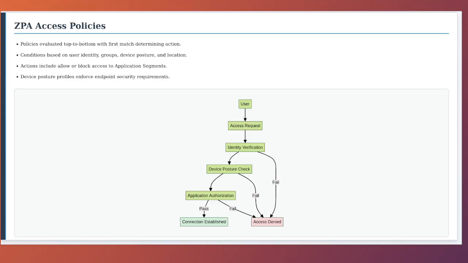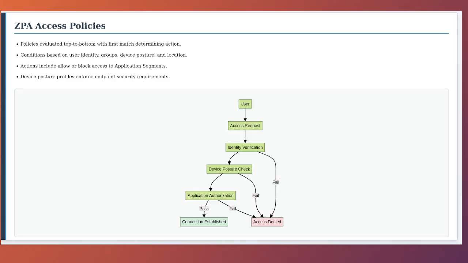The diagram shows the policy evaluation flow. When a user submits an access request, it first goes through identity verification where user identity is confirmed via SAML. Then device posture check validates that the device meets security requirements. Application authorization checks if the user has policy allowing access to the requested application.